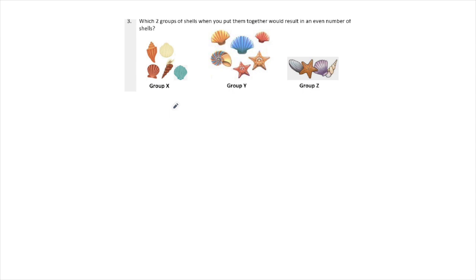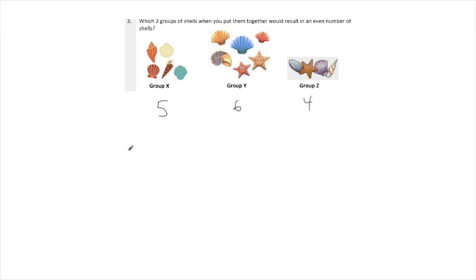For this problem, we have to figure out which two groups of shells, when put together, would result in an even number of shells. So first we can count the amount of shells in each of the groups. So for group X, there are 5 shells. In group Y, there's 6 shells. In group Z, there are 4 shells.